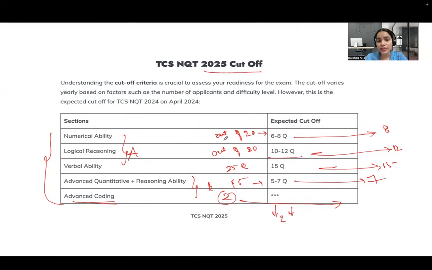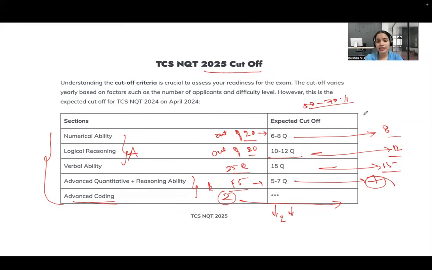But I would tell you that out of 20, try to solve 8 questions from numerical ability. Out of 20, try to solve 12 questions from reasoning ability. Out of 25, try to solve 15 questions from verbal ability. And out of 15 questions, please try to solve half of them, which is 7 questions, from advanced quantitative plus reasoning ability, and try to solve the coding questions. If your score is anywhere between 50 to 70%, then you will be able to qualify for this exam.